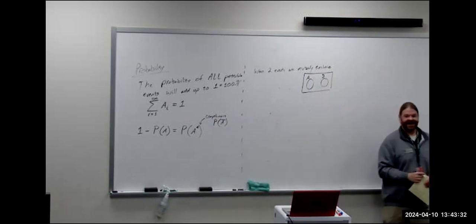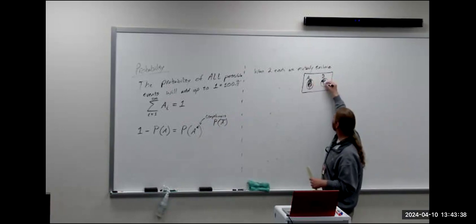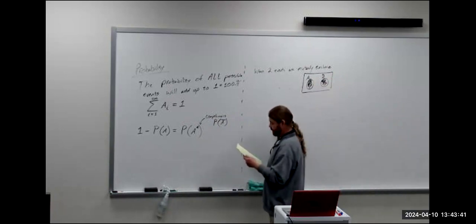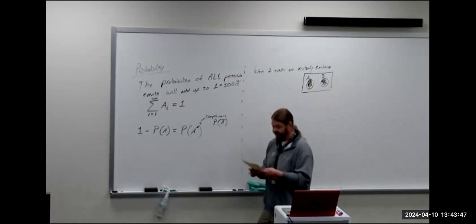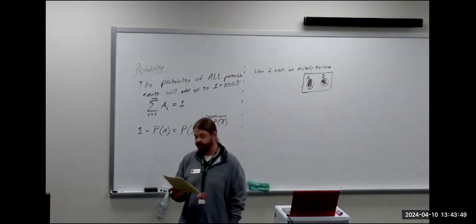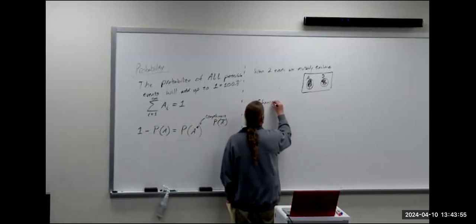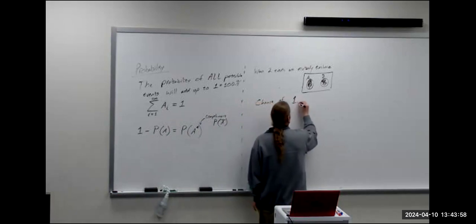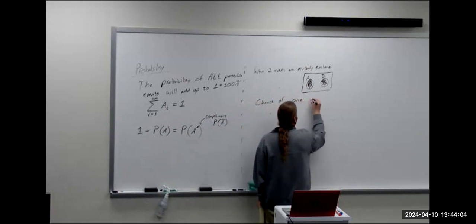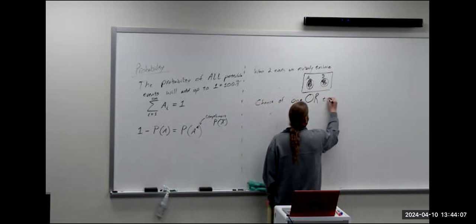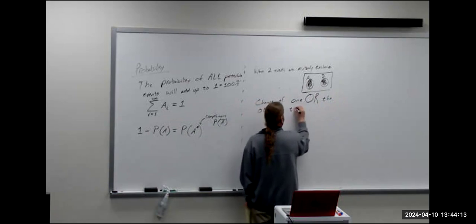When the Venn diagram looks like that, nothing about event A is going to affect event B. Just kind of like saying the chance of one or the other is their sum. I'll write it that way. Chance of one, spell it out, one or the other is their sum.